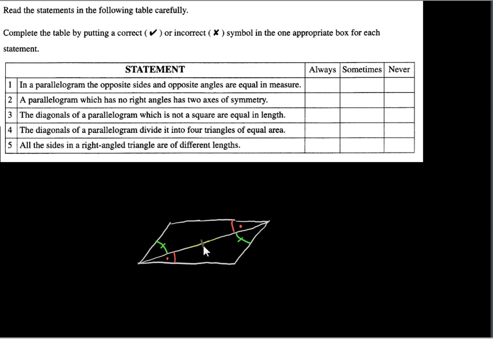Now if two angles and a side are the same in two triangles, then we have the angle side angle condition. See, the green angles are the same, the red angles are the same, and we have one side the same. That's abbreviated ASA. That means that these two triangles are congruent. So it means everything about the triangles is the same. So the side opposite the green angles are the same. So this equals this. So the opposite sides of a parallelogram are equal in length, and the sides opposite the red angles are the same. So this side here equals this side here.